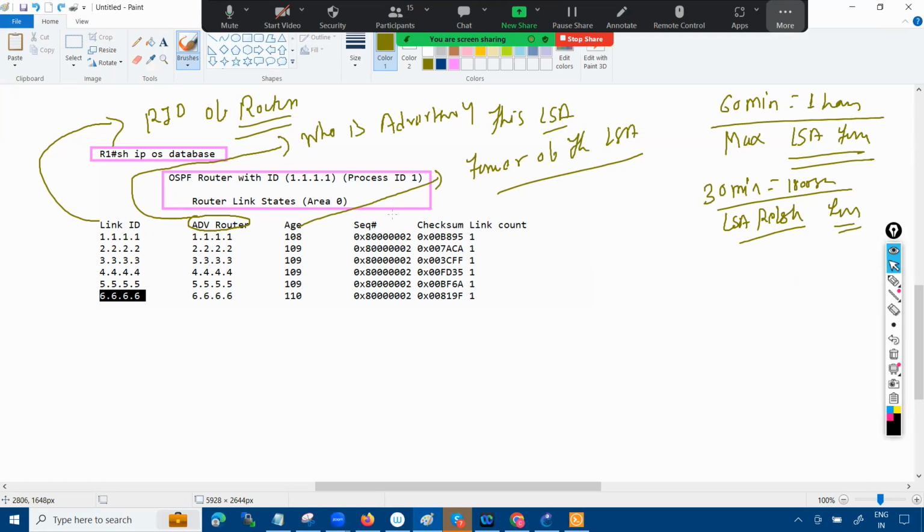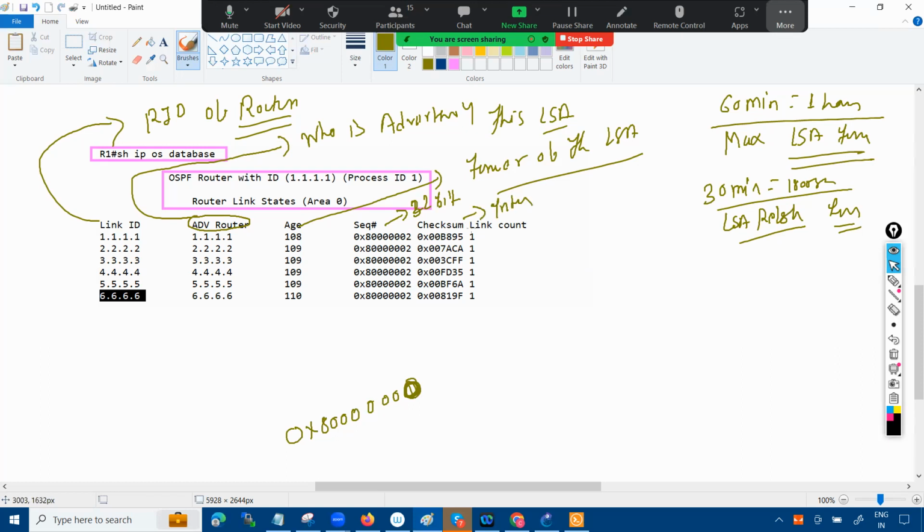Then you have a sequence number. It is a 32-bit number. It always starts with 0x80000001. The starting value 0 is reserved, so that's why you will see 1. Whenever any change happens in this database table, your sequence number will be incremented by 1. So it's a 32-bit number that goes 1, 2, 3, 4, 5, and so on. And the checksum maintains the integrity, which we already checked.